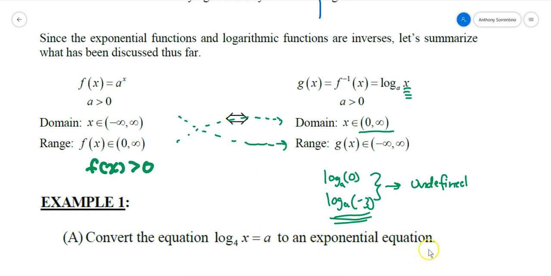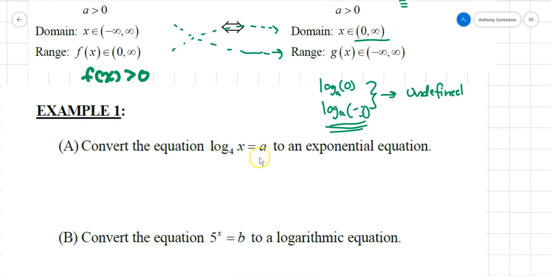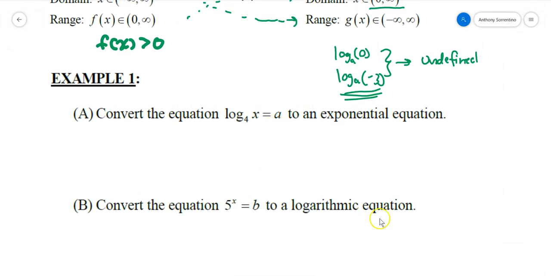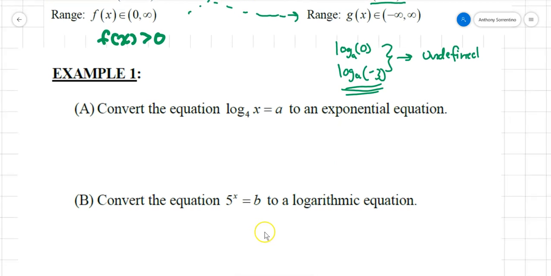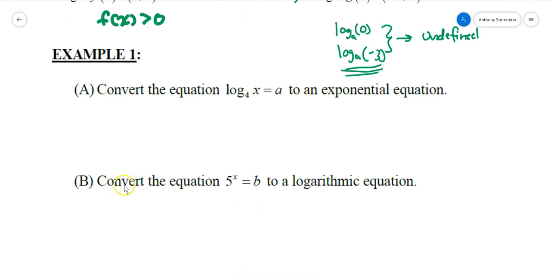And so, the first one here, given this information that we've looked at, for example 1a, you're asked to convert the equation log base 4 of x equals a to an exponential equation, and then you're asked to do basically the opposite, convert the equation 5 to the x power equals b to a logarithmic equation. So answer these two questions, and we'll go through the correct way of doing this.